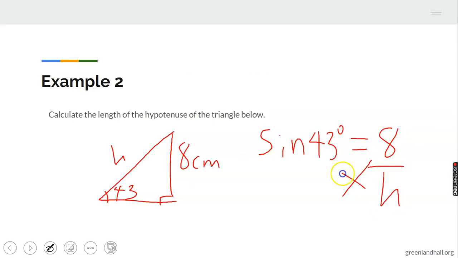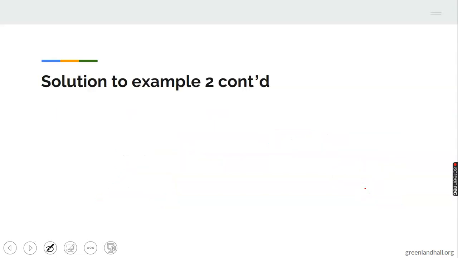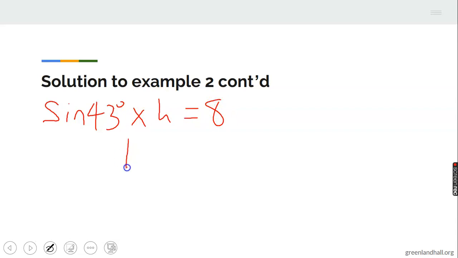So when you cross multiply, follow me to the next page. We are going to have sine 43 multiplied by H equals 8. So what you're looking for is H. So divide both sides by what? Sine 43.